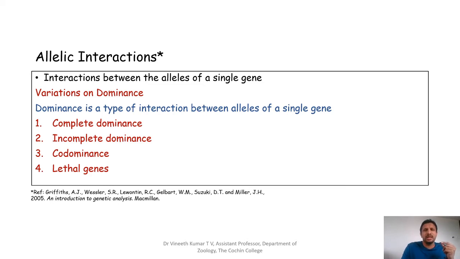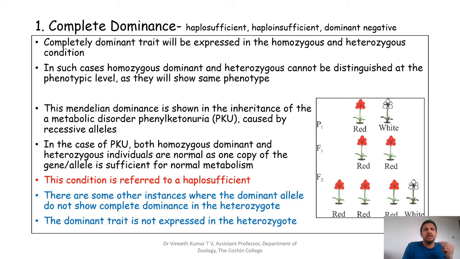The first one is complete dominance. In complete dominance, we are going to discuss three different terminologies which we didn't come across in Mendelian inheritance: haplosufficient, haploinsufficient, and dominant negative types of interactions. Complete dominance is the same as that proposed by Mendel. We will first recheck what complete dominance is, as proposed by Mendel, and move on to the variations.